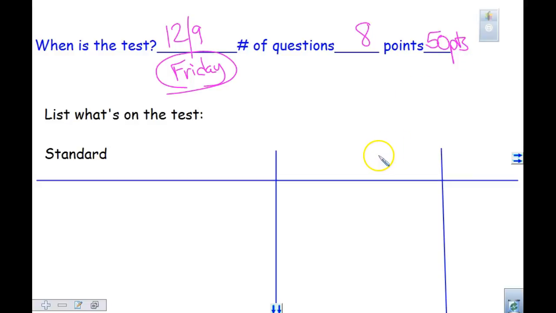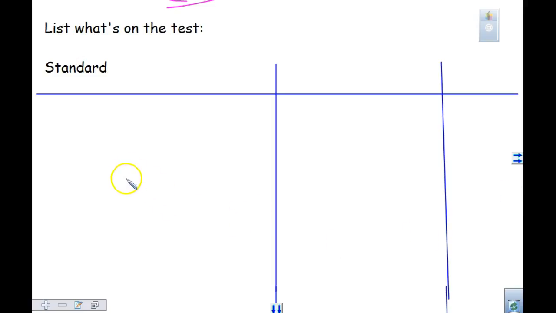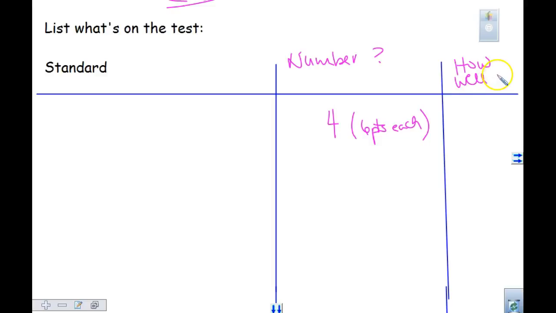8 questions. So let's look at what the questions are on. Most of them are 6 or 7 points a question. The first one that you're going to see, the first 4 questions, worth 6 points each. Okay? So this is the number of questions, and this is how well do you know it. Okay? I don't know how well you know it yet. That's how you got to figure out how well do you know.